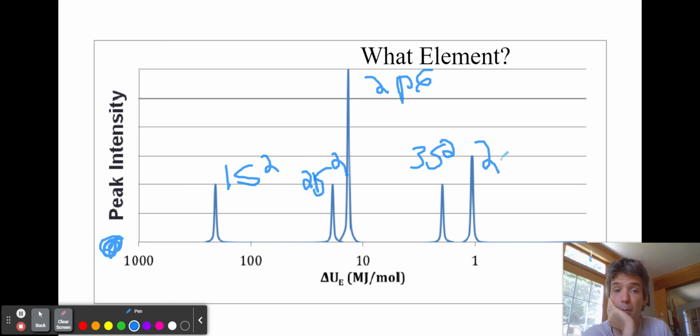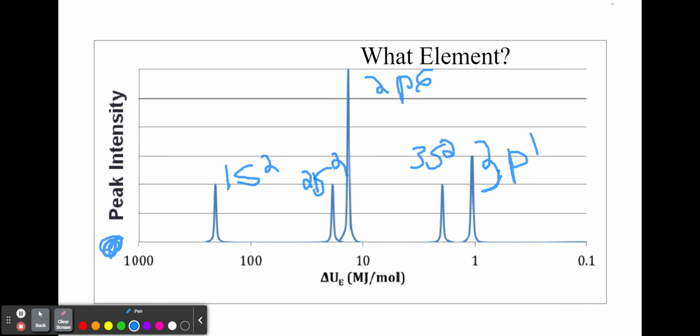3s2, 3p1. What element is this? It's aluminum, because it's got 13 electrons. Oh, and that's not 2p, it's 3p. So aluminum's got 13 electrons, and you would simply go to the periodic table. All right, here you look, 13, there's aluminum.